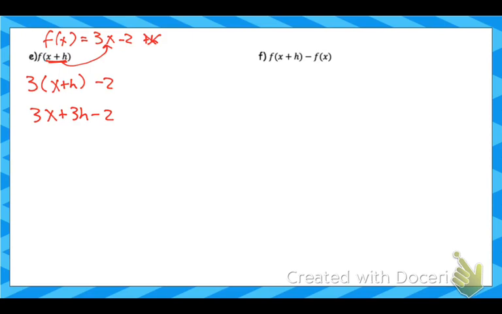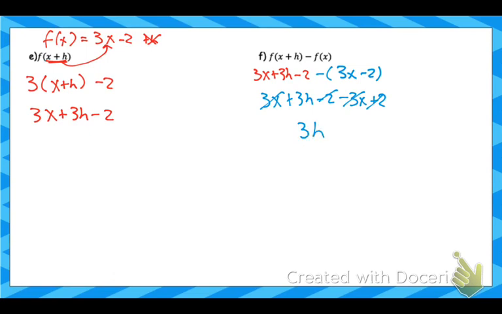All right, then looking at f, same idea. F of x plus h, we already know that is 3x plus 3h minus 2. Then we are subtracting the entire f of x function. So we need to make sure that negative gets distributed to everything. So this becomes 3x plus 3h minus 2 minus 3x plus 2. And then I can see what cancels out, and all I have left is 3h.